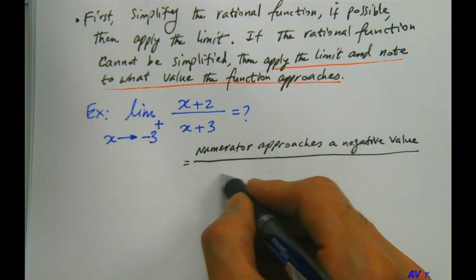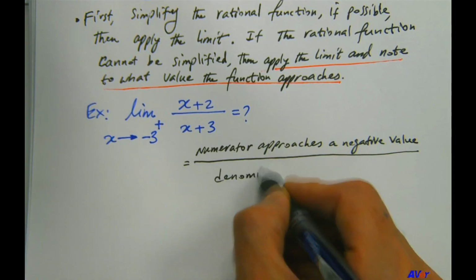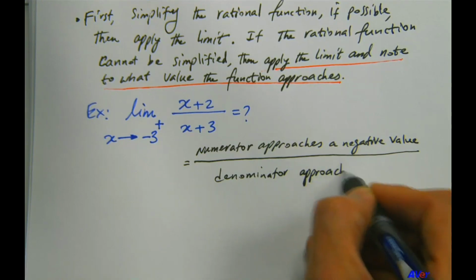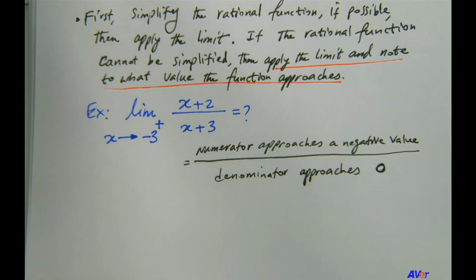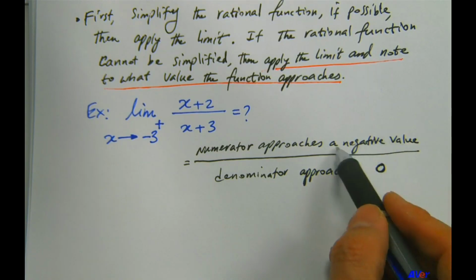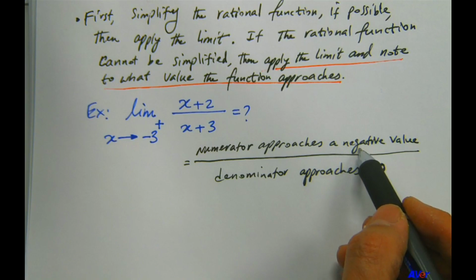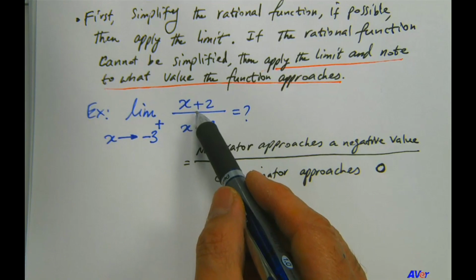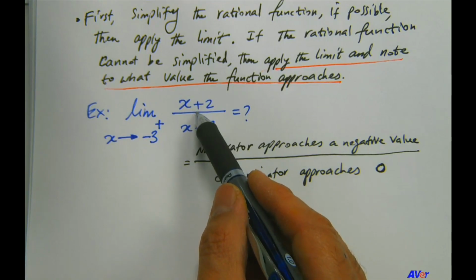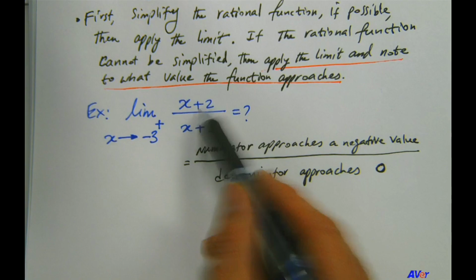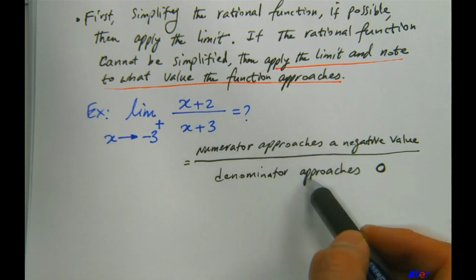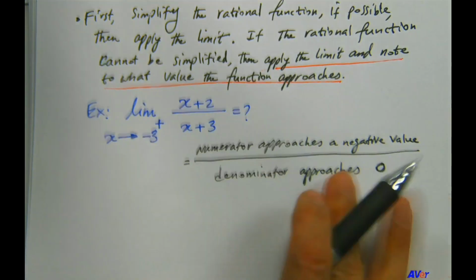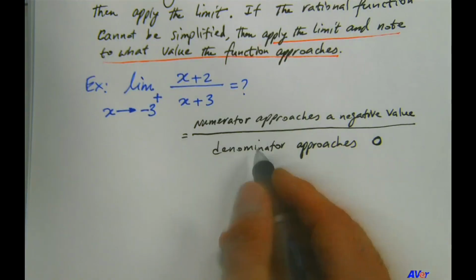So the denominator approaches 0. So you have a numerator that is approaching a negative value, let's say -0.9 or -0.995 something, and then divided by a value that increasingly approaches 0. So of course this is going to lead to -infinity.